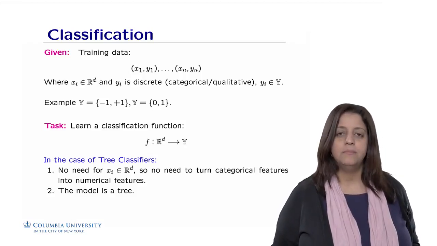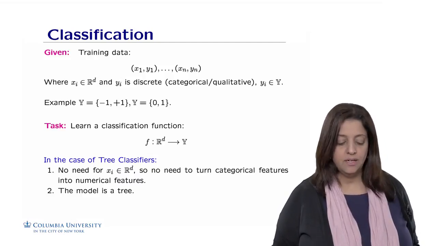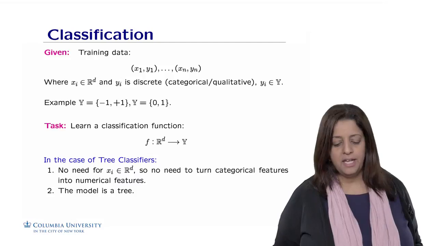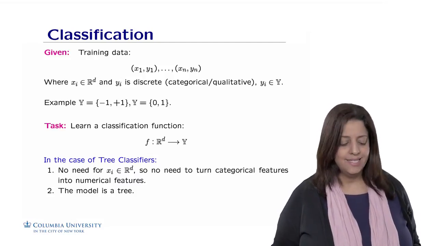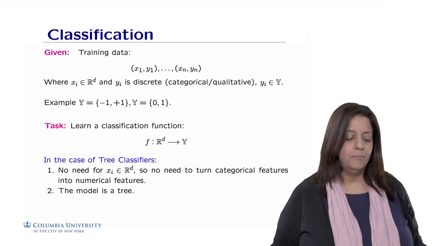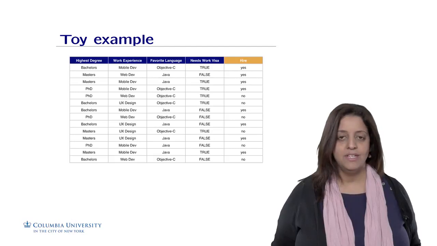What we are building is a model that is a tree, right? And there is no need for the features x_i to be in R^d, so there is no need to turn any categorical feature into a numerical feature. So we just take the data as it is, and we build a tree in lieu of building a function f.